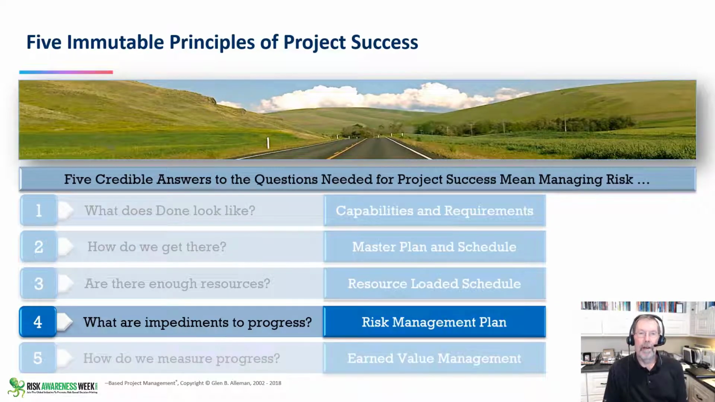And just a reminder of the 5 immutable principles of project success. Risk management is number 4. They are ranked by their importance. If we don't know what done looks like, we can't get there. If we don't have a plan to get there, we have no hope of getting there. If we don't have the right resources, we're not going to get there. And then number 4 is if we don't handle the risks with credible risk handling strategies, we're not going to get there. And then of course, if we don't measure progress along the way, it's going to be a problem.